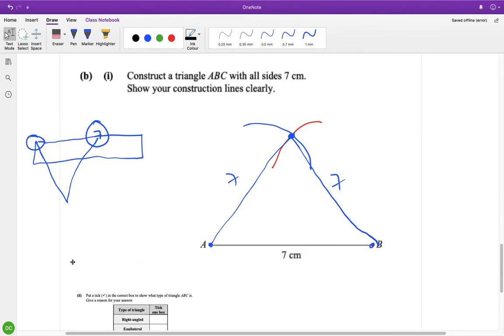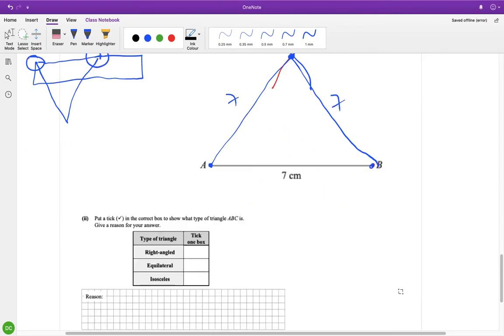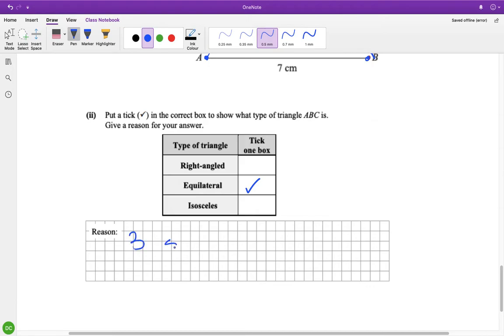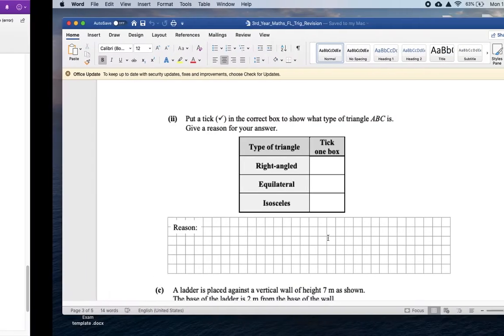Put a tick in the correct box to show what type of triangle it is. Because all 3 sides are the same, it's equilateral. 3 sides, same length. That's what an equilateral triangle is.